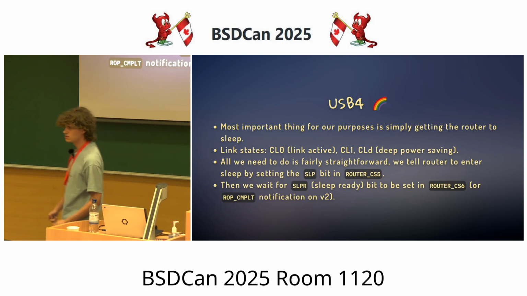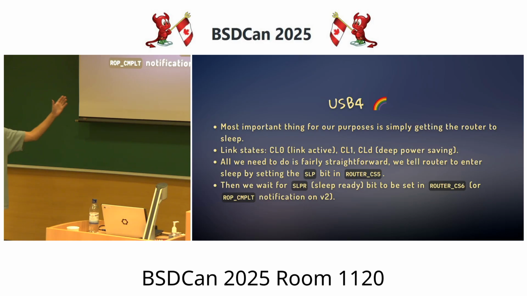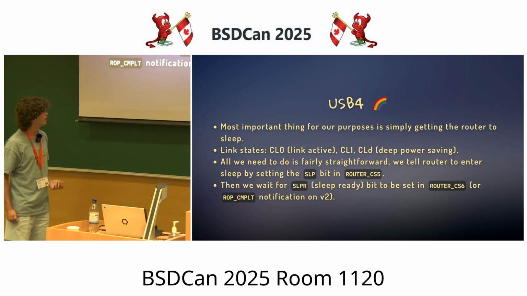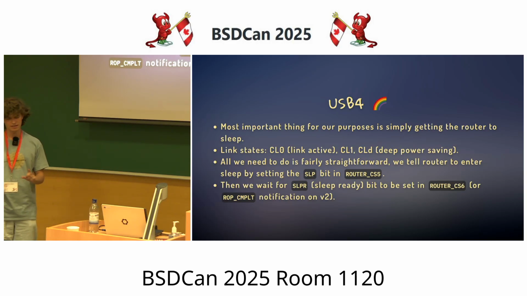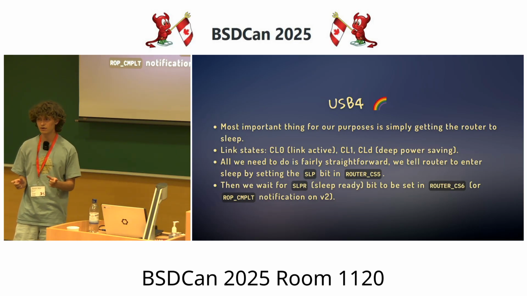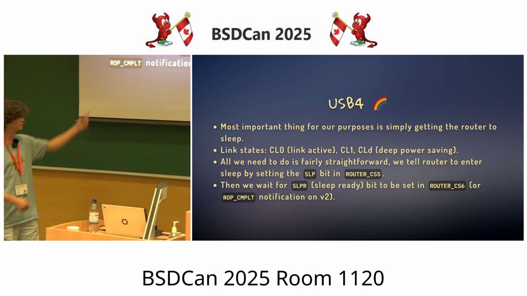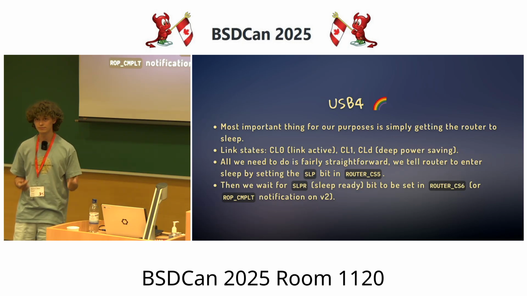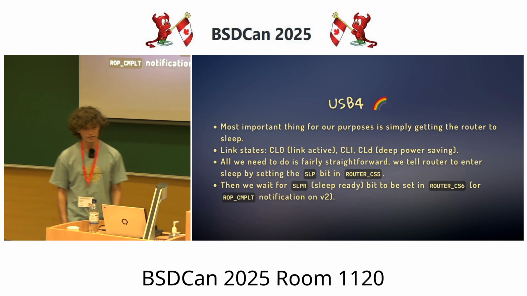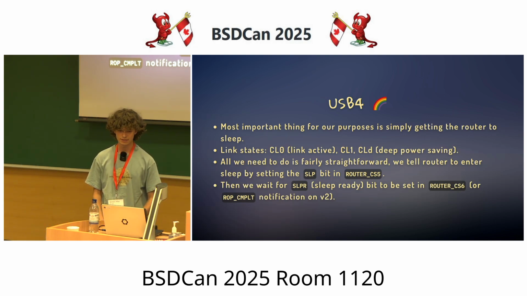It turns out it wasn't too complicated. I mean, there was a bunch of code surrounding it that was a bit complicated, but the routine itself is pretty simple. Since we're not doing any links, we don't really have to worry about link states. I'm assuming they're all by default in CLD. I'm not entirely sure of that, but you know. So all we really need to do is pretty straightforward. There's a configuration space on the routers, in which we can set the SLP bit, which is the sleep bit. And then we just have to wait for the sleep ready bit to be set. And once that's set, then we know that the router has gone to sleep.